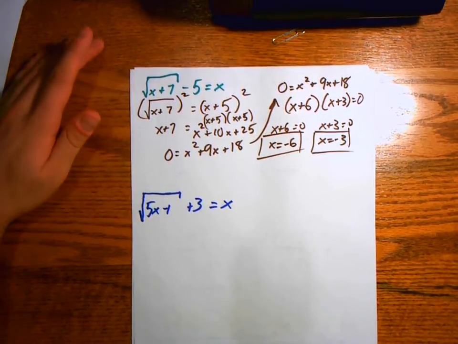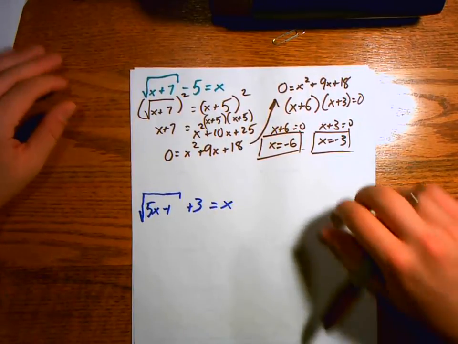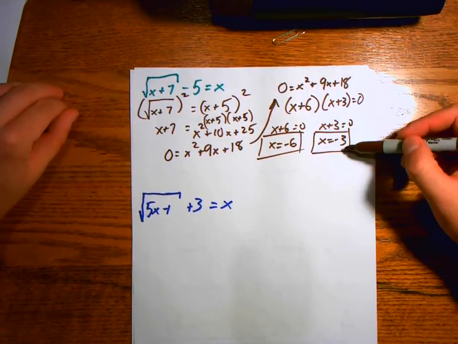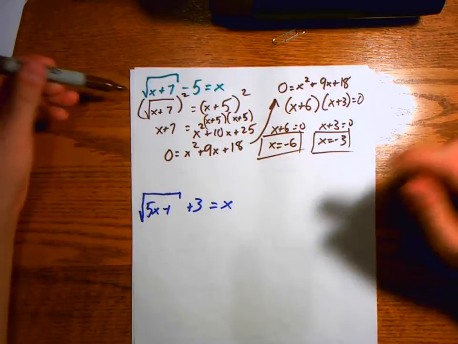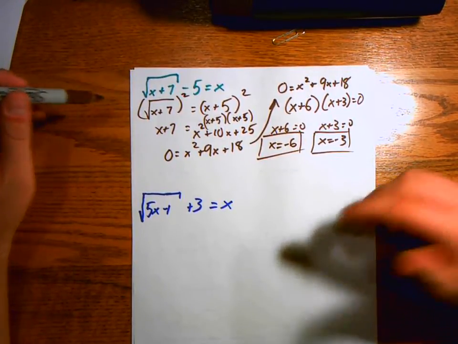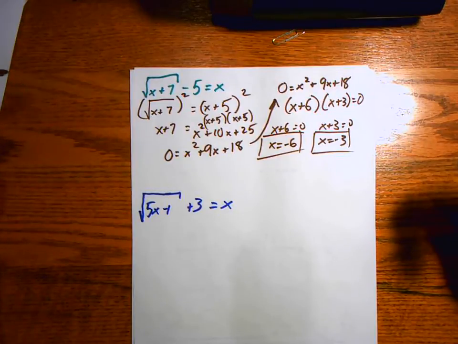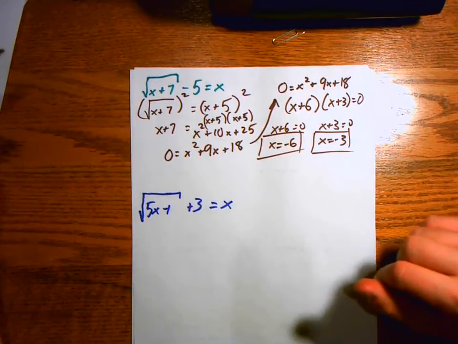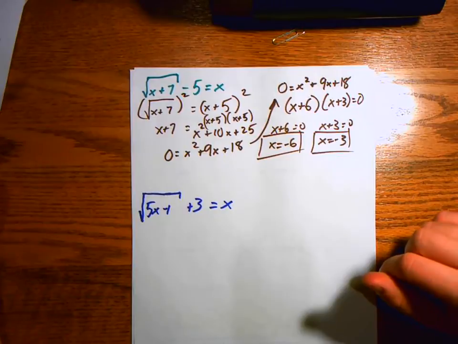However, I do have to check for any extraneous ones. Now what makes an extraneous solution is if you plug this underneath the radical and you get a negative number underneath the radical, you will not get an answer since you cannot take the square root of a negative number. Or if either way they just don't equal each other on opposite sides.